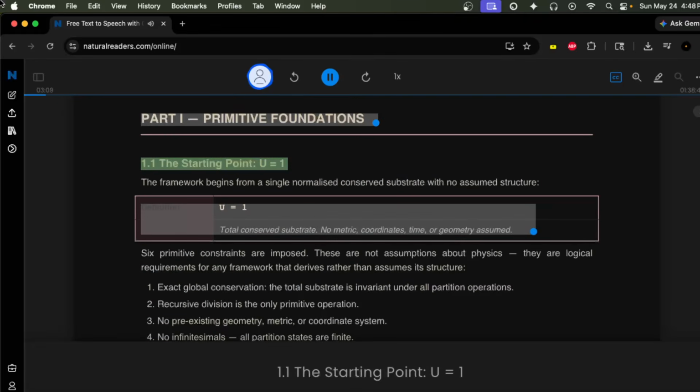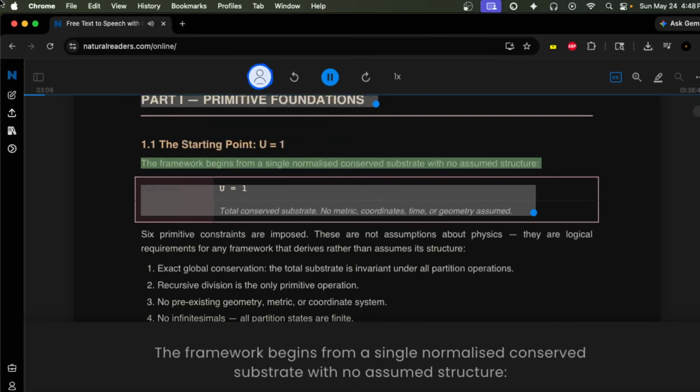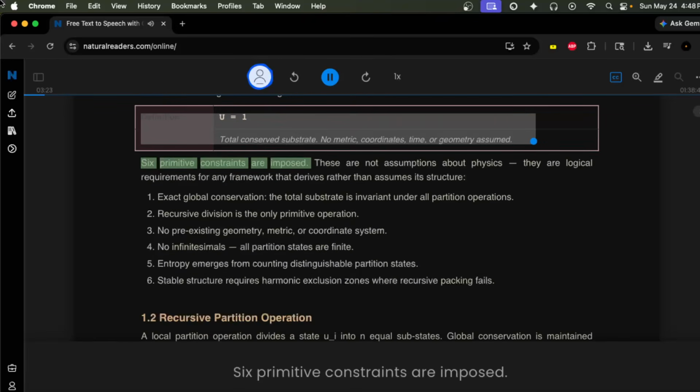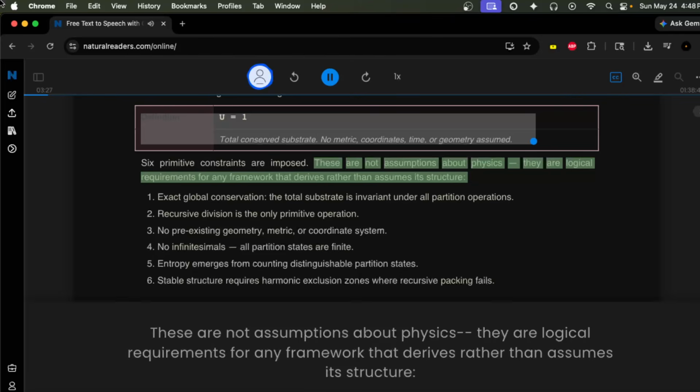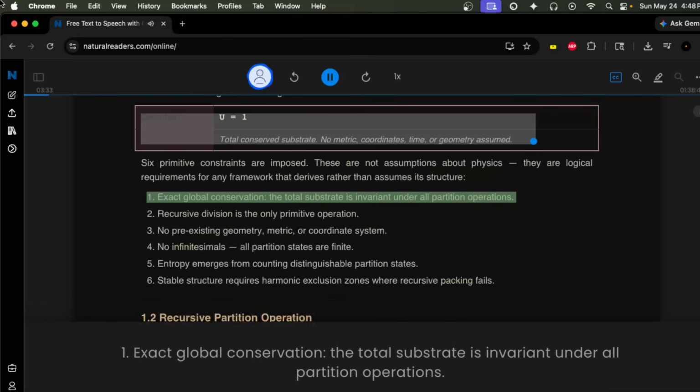1.1 The starting point, U equals 1. The framework begins from a single normalized conserved substrate with no assumed structure. 6 primitive constraints are imposed. These are not assumptions about physics, they are logical requirements for any framework that derives rather than assumes its structure.